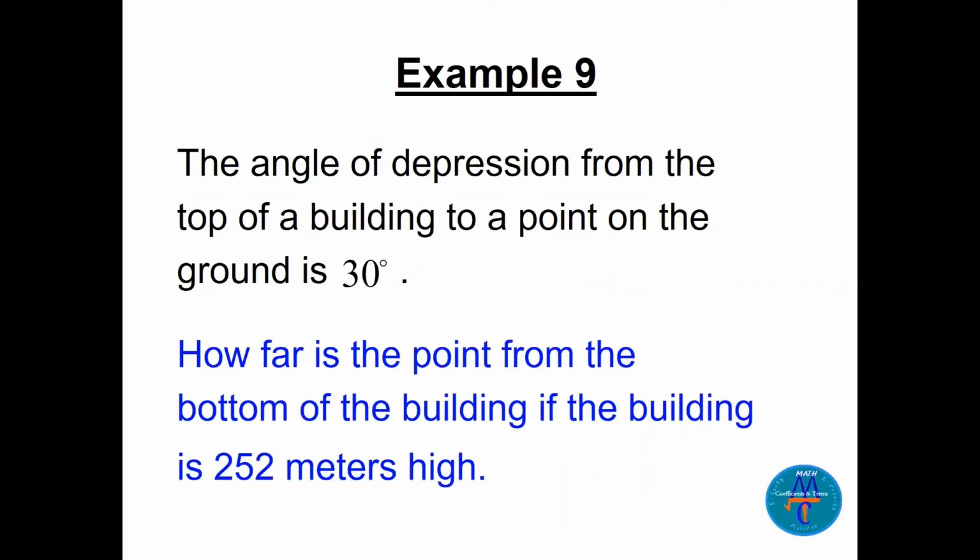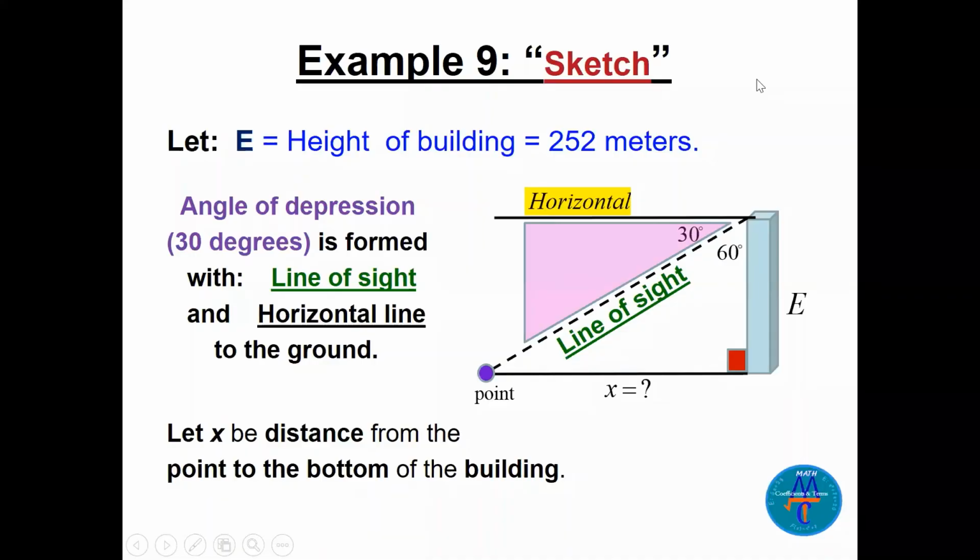Another one. The angle of depression from the top of a building to a point on the ground is 30 degrees. How far is the point from the bottom of the building if the building is 252 meters high? Now let's look at the sketch of example 9. Capital E, I will call it the height of the building, 252 meters here. And we have the angle of depression 30 degrees. Remember the angle of depression is between the horizontal line from the top of the building and the line of sight to the point on the ground. So that's the angle 30 there, not there.